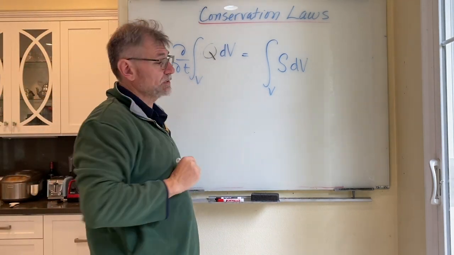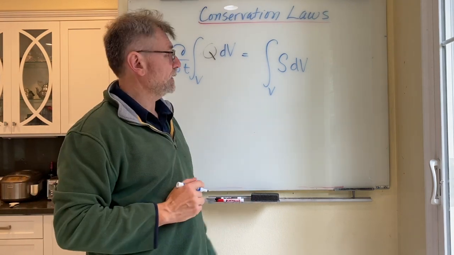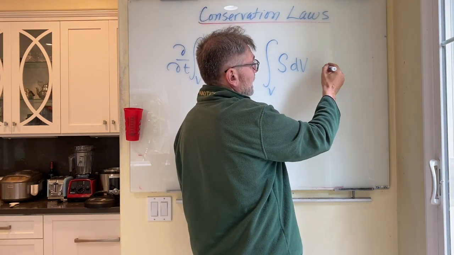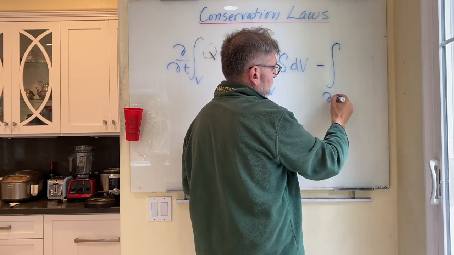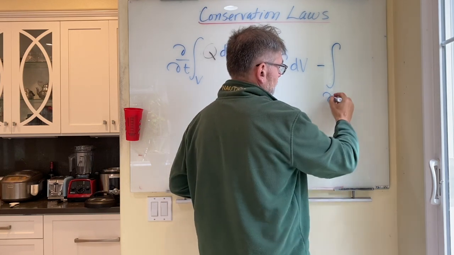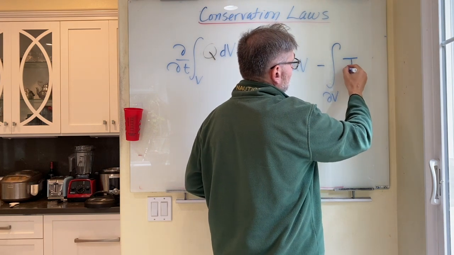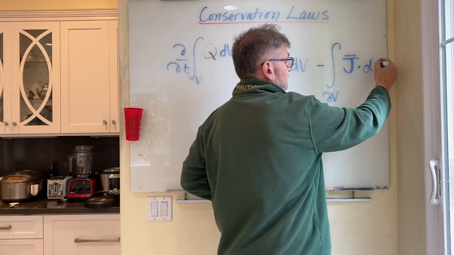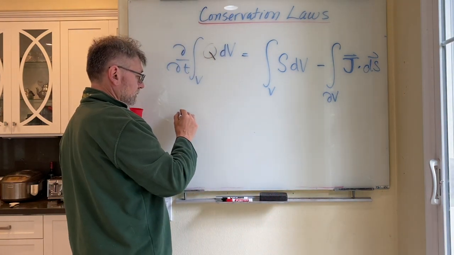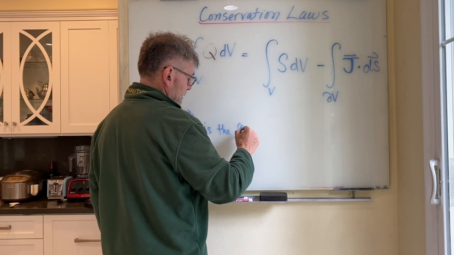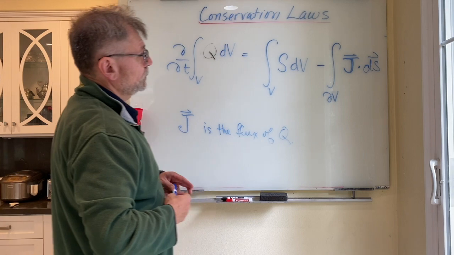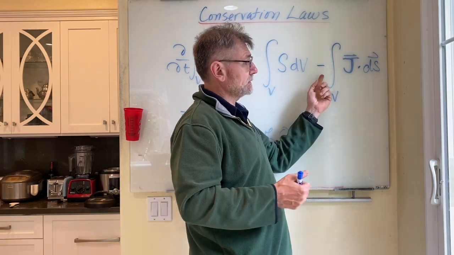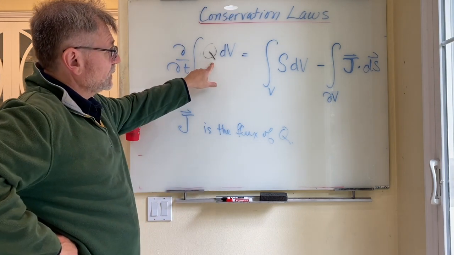Another way in which the total amount of stuff can change is because there are fluxes coming in through the surface. If we think of the outward flux, the negative of the outward flux will be the inward flux, so it will be minus the surface integral over the boundary ∂V of some flux J through the surface. J here is the flux of Q. If we integrate J over the surface, we get the total amount of stuff. If J is the stuff leaving, then minus that will be the stuff entering. And that will give us the time rate of change of Q.